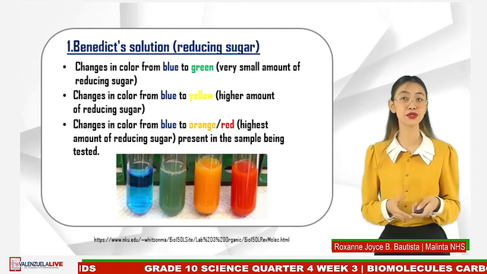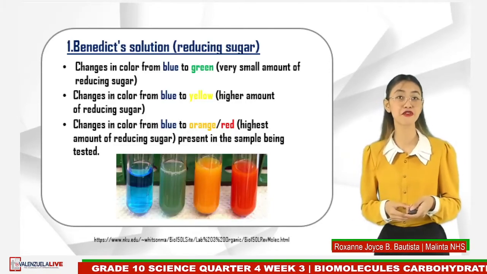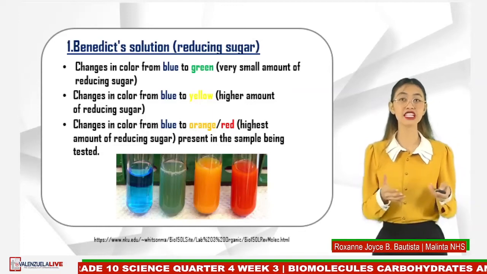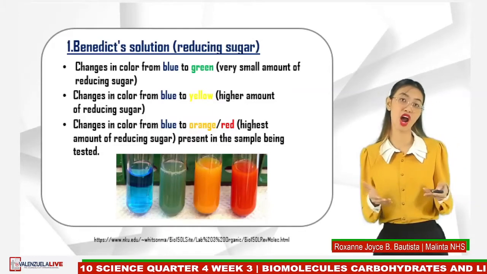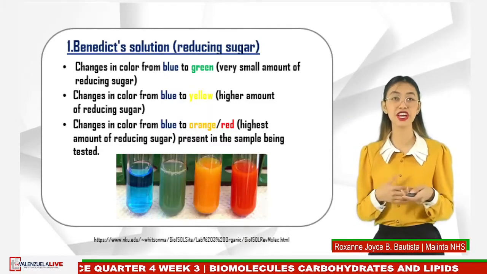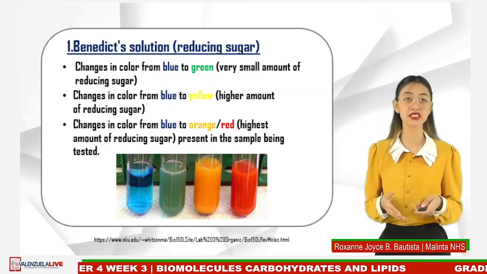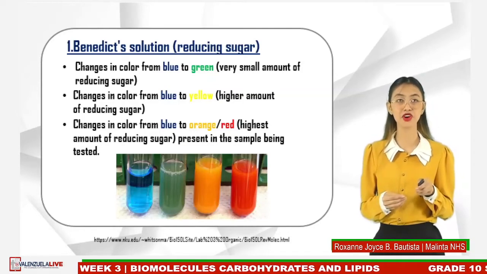First is the use of Benedict's solution to determine the presence of reducing sugar. One test for the presence of many simple carbohydrates is to use Benedict's solution. Remember, in your experiment, a change in color from blue to green means that it has a very small amount of reducing sugar.